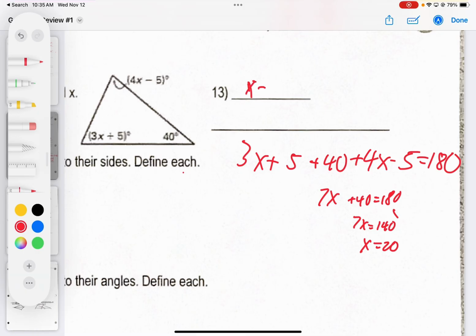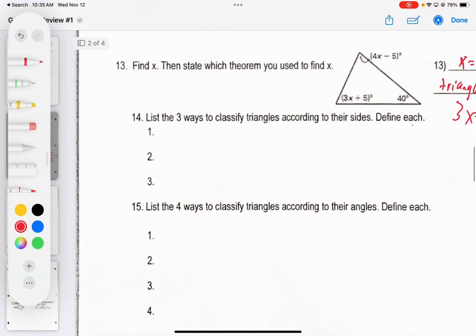What theorem did we use there? Triangle. Very good. Triangle angle sum theorem. If you leave off the angle and just put triangle sum theorem, I'm fine with that.